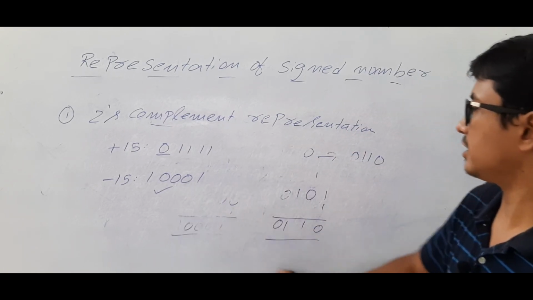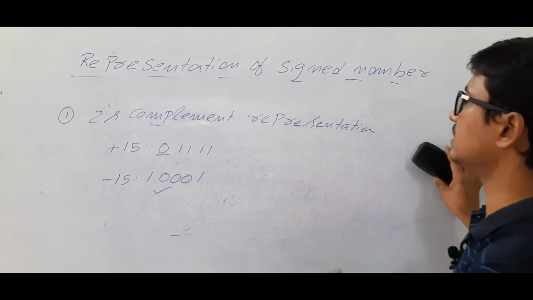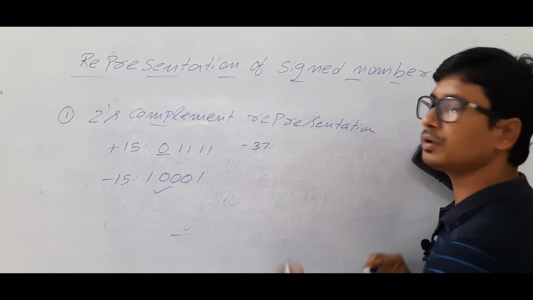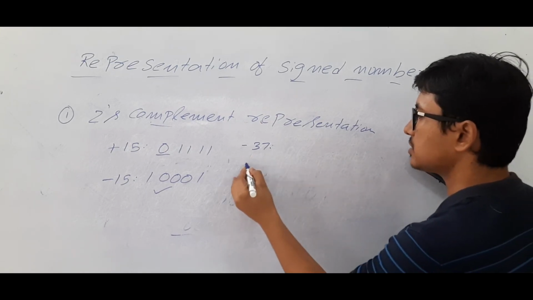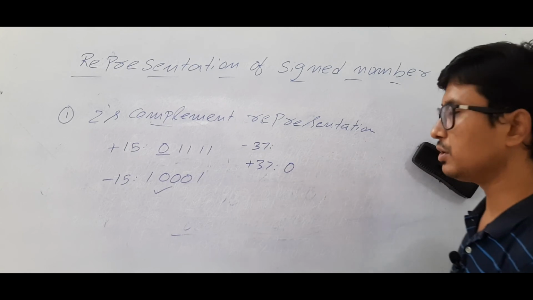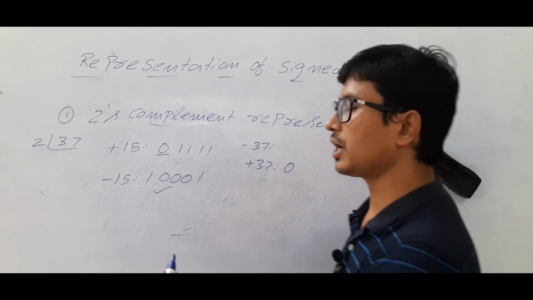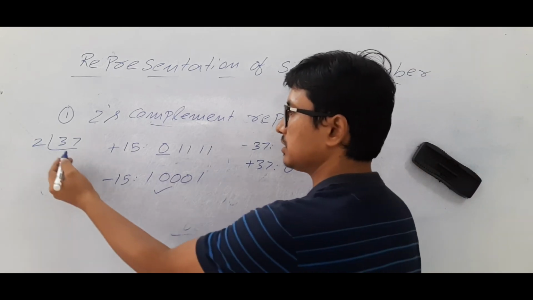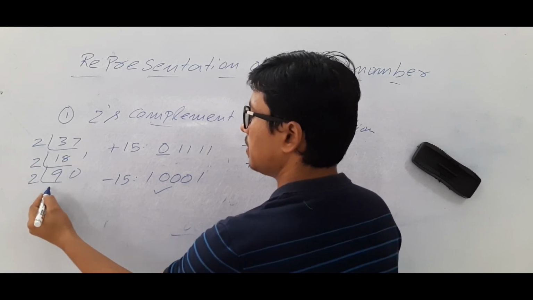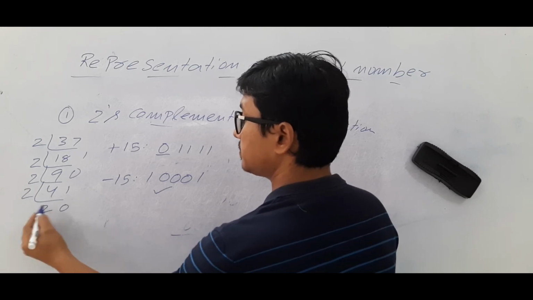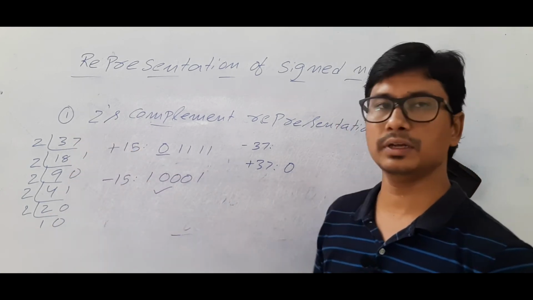Now we will discuss another example for better understanding. If I want to represent minus 37, first you represent plus 37. How to represent plus 37? Sign bit will be 0, and for 37 you calculate the binary form. So if you convert plus 37 to the binary number system, you will get remainder 1, remainder 0, remainder 1. So this is the way we will convert 37 to a binary number.